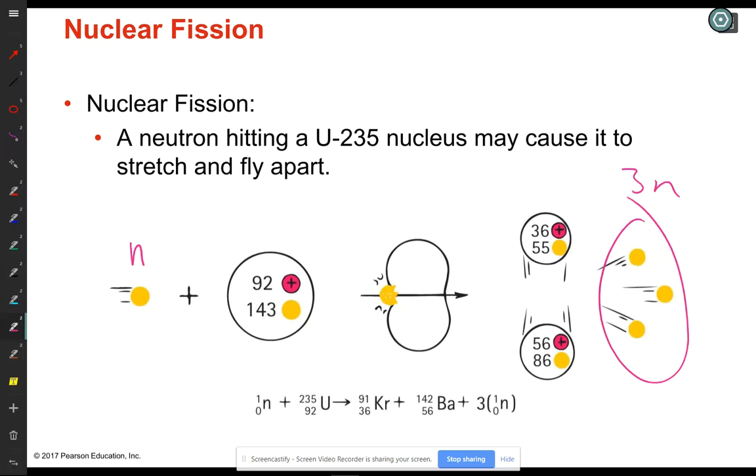So if I can make this happen, every time I split an atom, I can now potentially make 3 more atoms split, which means the rate at which I'm going to split atoms is going to increase exponentially. Each time you split the atom, you're going to a more stable configuration. You're releasing energy. If you release energy at an exponential rate, we call that a bomb. So that's how a nuclear bomb works.